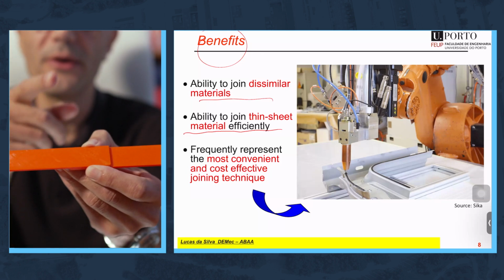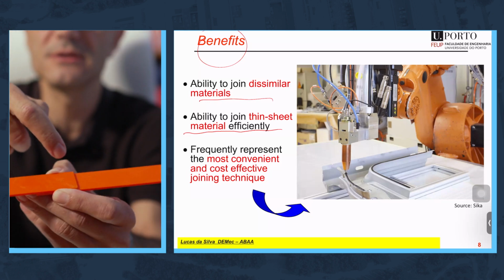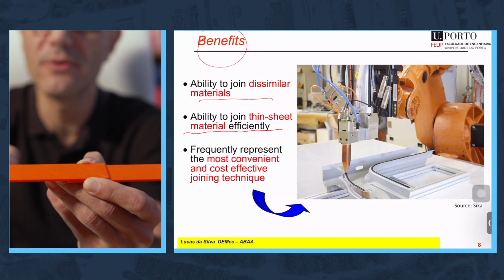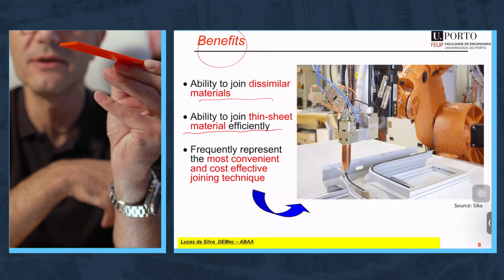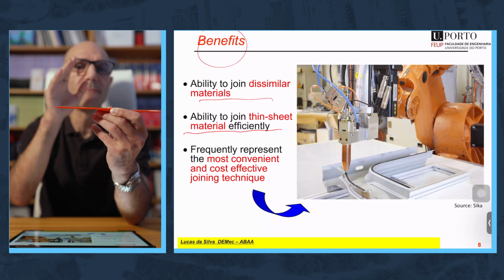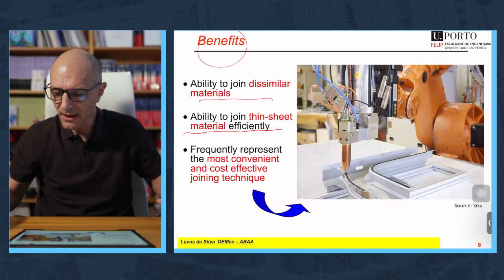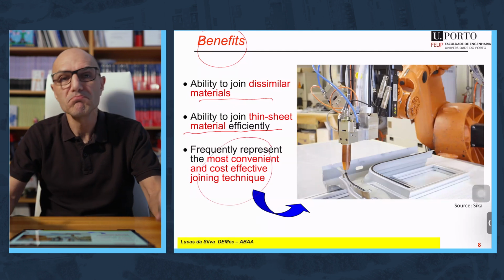And you have even cases where the joint fails in the substrate, because if you multiply the strength of the adhesive by the resistant area, you are actually in a situation where the joint is stronger than the substrate. So it makes sense only to use thin substrates. That's very important. It is the most convenient and cost-effective joining technique.